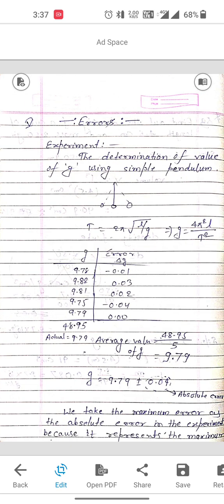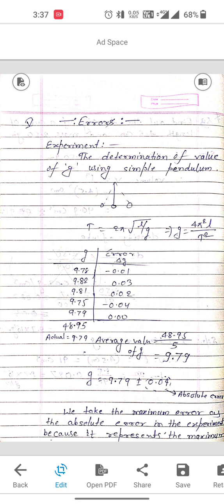Now coming to the errors. Experimental determination of the value of g using a simple pendulum. T equals 2 pi under root L by g. g equals 4 pi square L by T square. Now calculating g: 9.78. Error delta g equals minus 0.01.